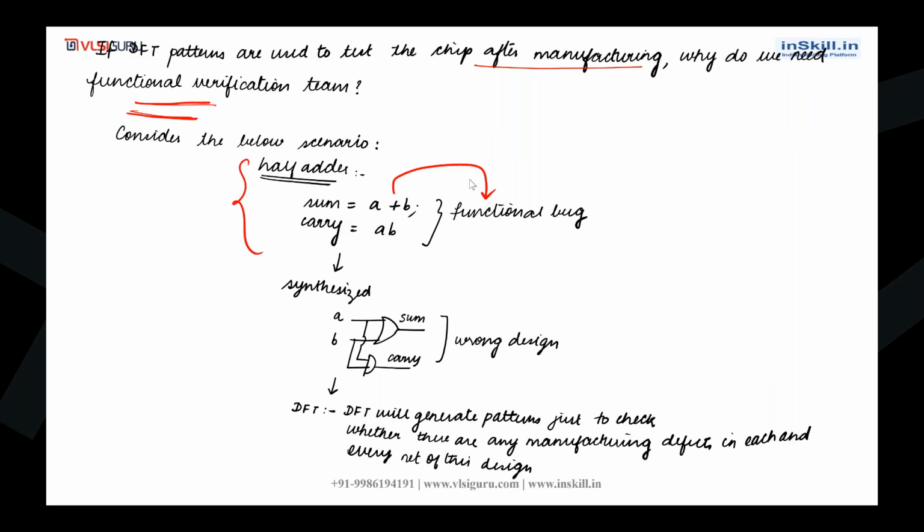Now, for the time being, assume that you don't have a functional verification tool. So what will happen? The design has got synthesized. The wrong design has got synthesized, and then it will be given to the DFT team. The DFT team will be generating the patterns just to check whether there are any manufacturing defects in each and every node of the design.